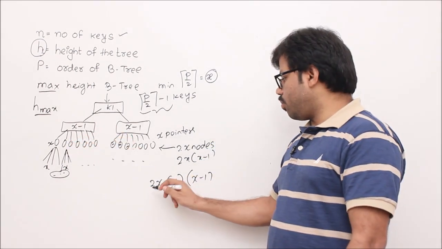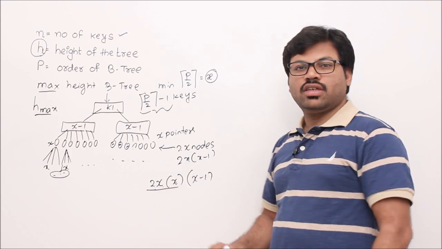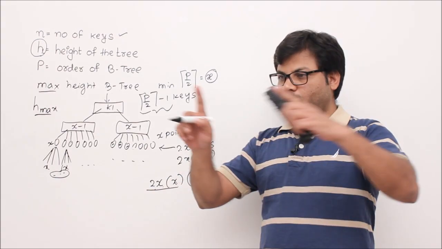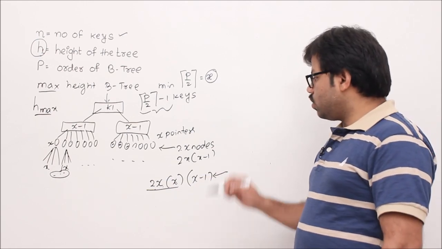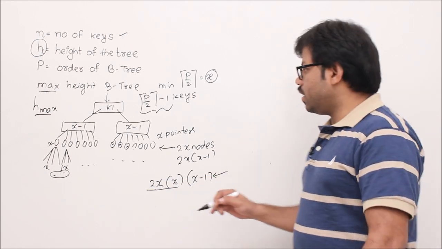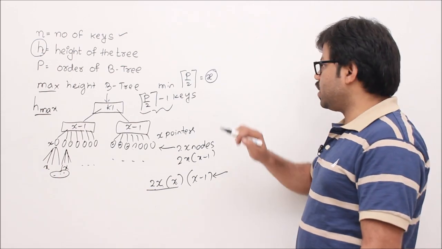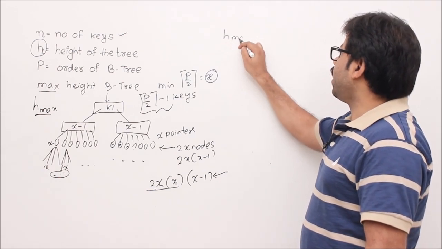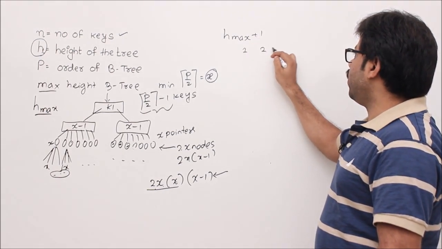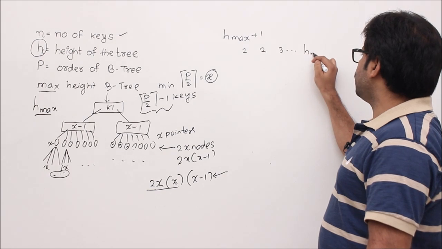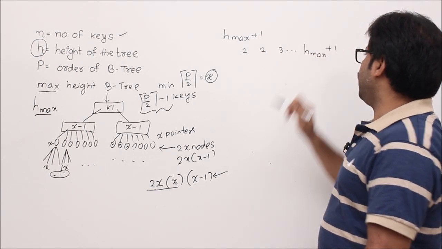So that's why the number of pointers will be 2x into x, and each such pointer is going to point to a box. That box contains x minus 1 keys in the next level. So now I understand the pattern. So there are how many levels? H max plus 1, correct? We'll see that H max plus 1 levels. In the level number 1, I write like this: level 1, level 2, level 3, so on. H max plus 1th level, correct?